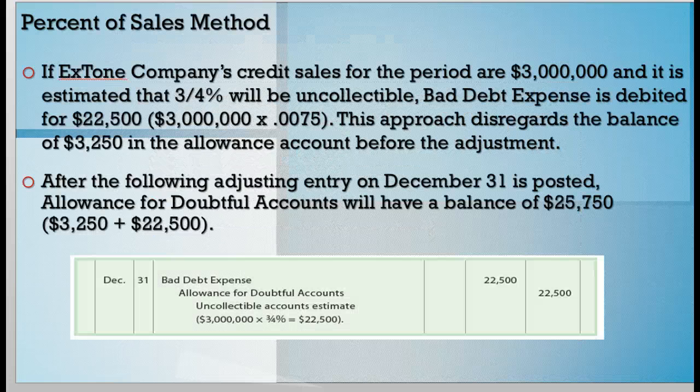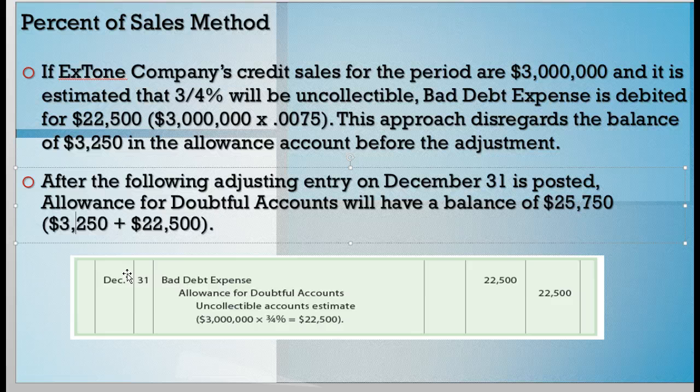So X-Tone's company credit sales for the period were $3 million, and they determined 0.75% will be uncollectible throughout the year. That's real easy. You just multiply 3 million times 0.75% and come up with 22,500 for this year, and they had a beginning balance of 3,250. Now, why do I add that to it?